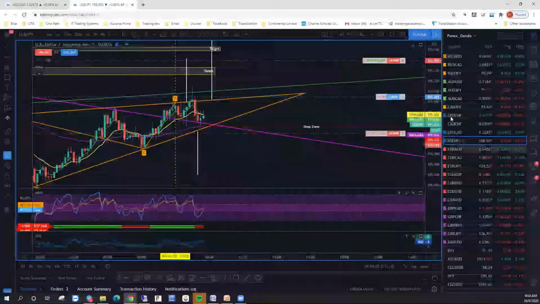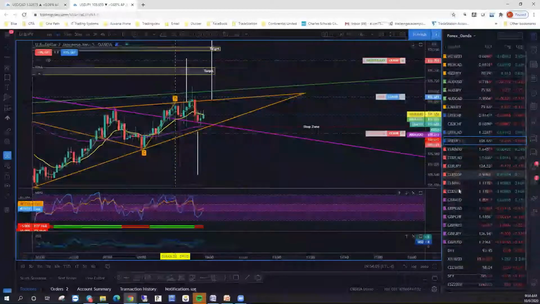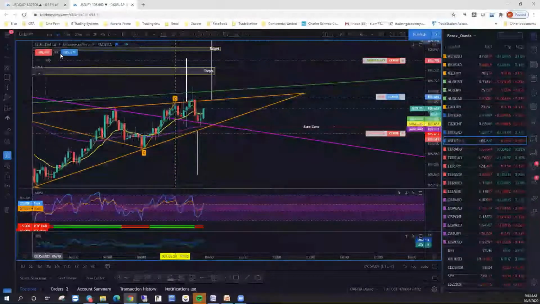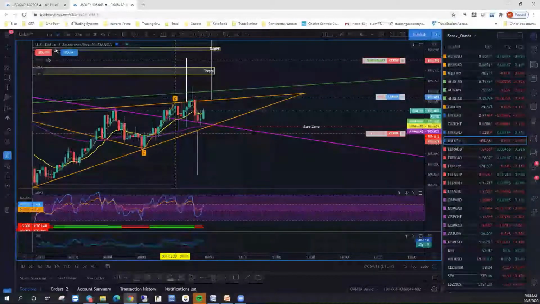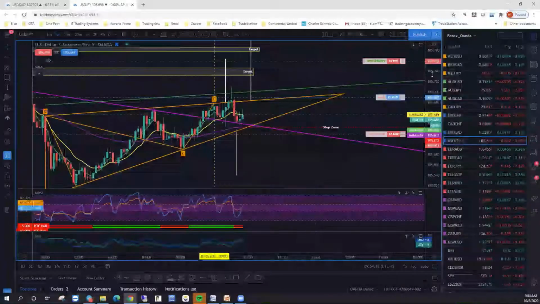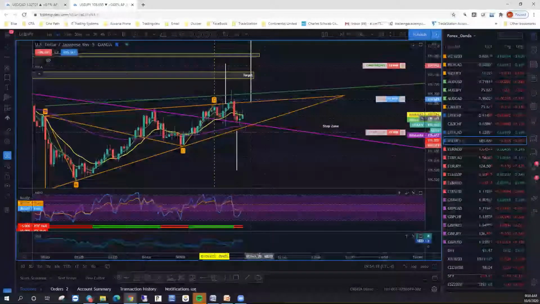Especially if you look at some of these other exotic pairs, cross pairs, take a look and see what the spread is. And if the spread's more than 2 pips, you may want to rethink even trading that pair. And if you do trade it, then make sure you increase your stop.